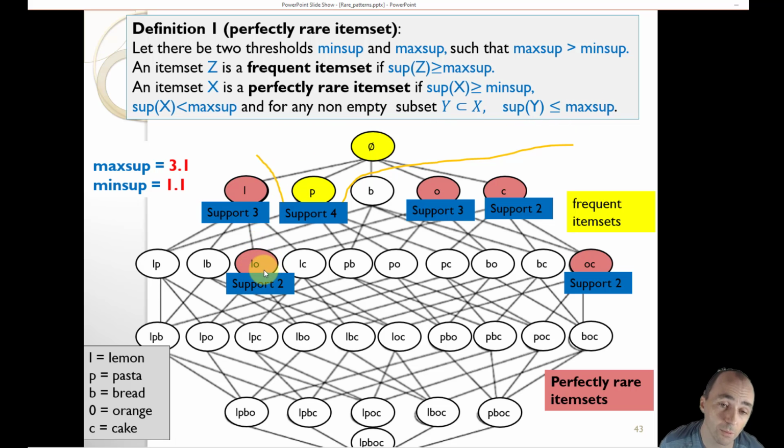The subset lemon has a support smaller than or equal to 3.1, so it is okay. And how about orange? It is the same. 3 is less than or equal to 3.1. So lemon orange is a perfectly rare item set. We could look at others, but it follows the same idea. Okay, so let's continue.